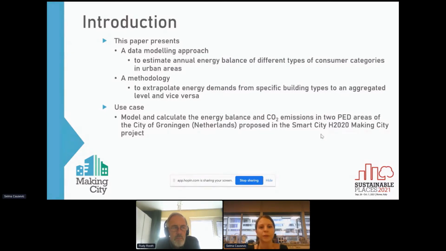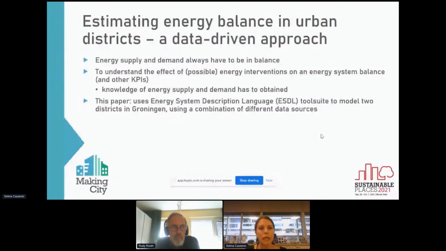So we used that as a use case in a project called Making City, for the city of Groningen, where we looked at 2 districts. The first step, and actually the most work that we did, was in estimating energy balance in urban districts, and that was on modeling supply and on modeling the energy demand.